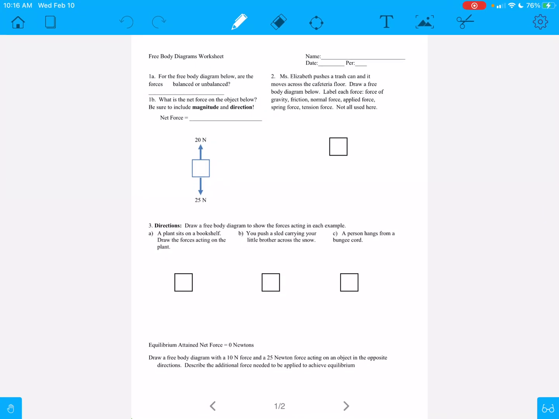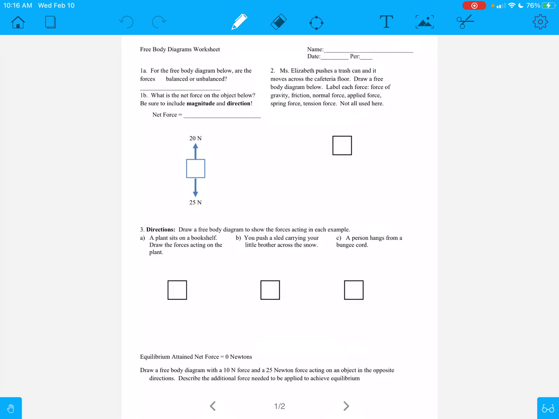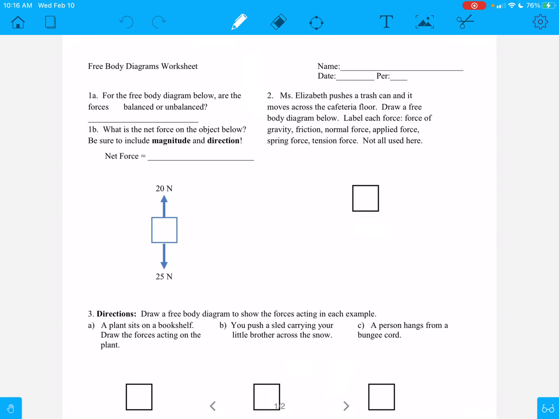Hello everyone, we're going to be looking at some free body diagrams today and how those actually work in physics. So we're going to go ahead and get started. I'm going to try to go as quickly as I can. I'm going to set a timer here real fast so that I make sure I don't exceed, let's try not to exceed 15 minutes, okay? So the timer is started and let's go ahead and get going with these.